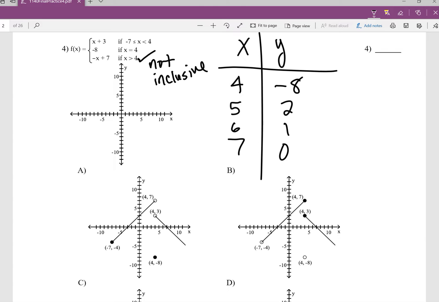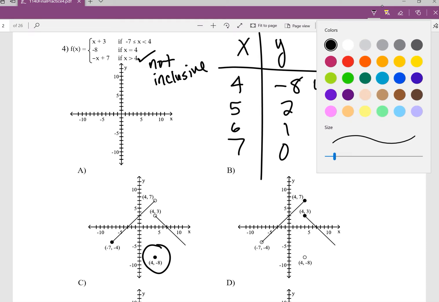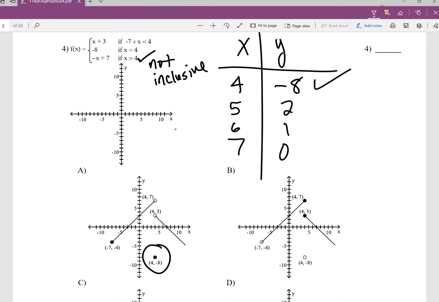So let's see. When x is positive 4, that is this point right here. That is this first point right here, because that is inclusive, because x is equal to 4. But then you notice the change in this part of the function where x is greater than 4. We're looking from this value here over. So that's not inclusive, and you notice if you're going 3, 2, 1, 0 on the y, right? And so that looks like that's it right there.